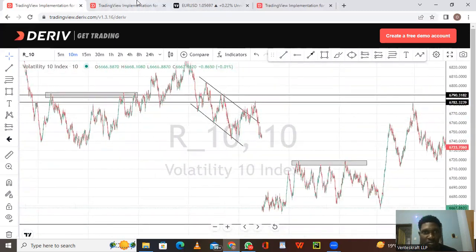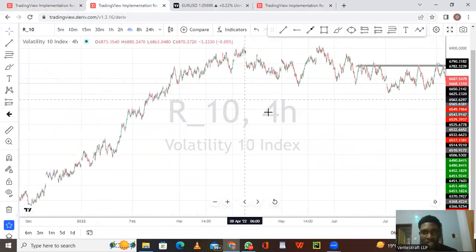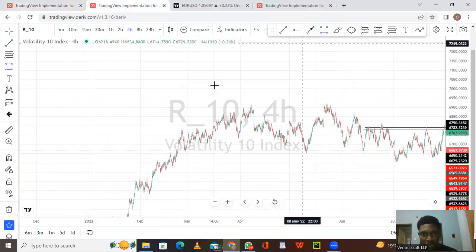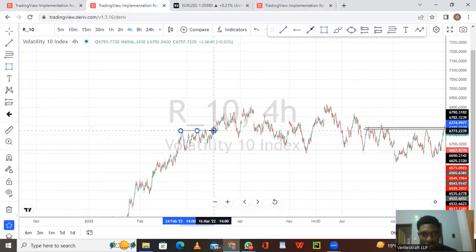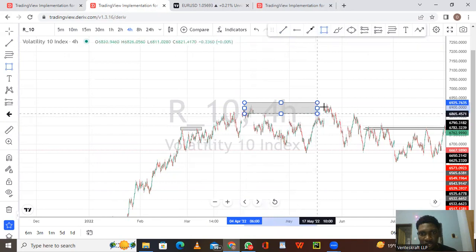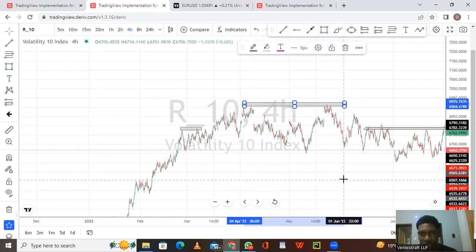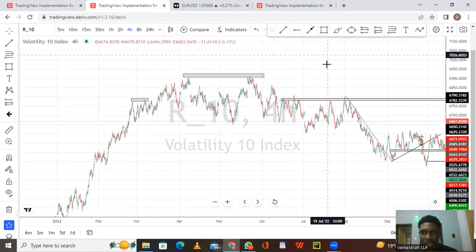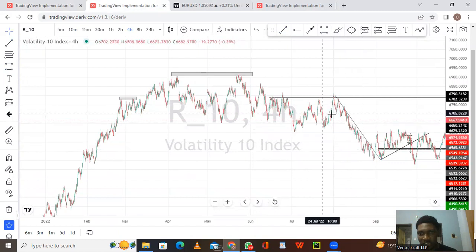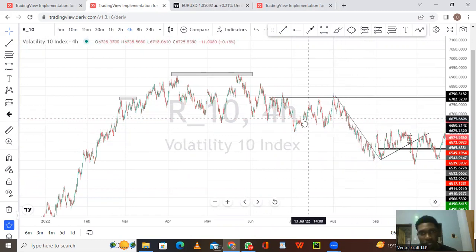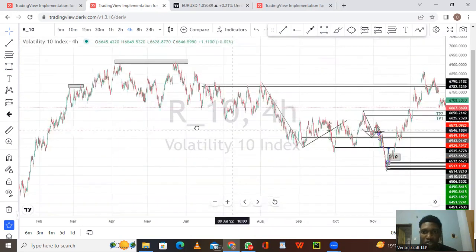So let's check the daily time frame to see if we can actually find any double top. You see, this is one here. This is one here. This is another one. Okay, this is a trend line. I believe you can also spot this trend line on the 1 hour time frame.